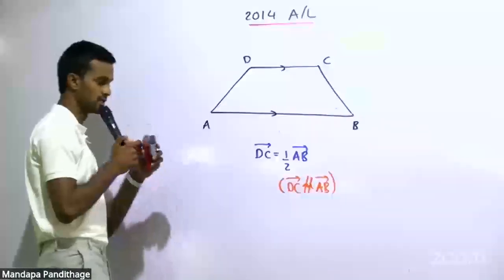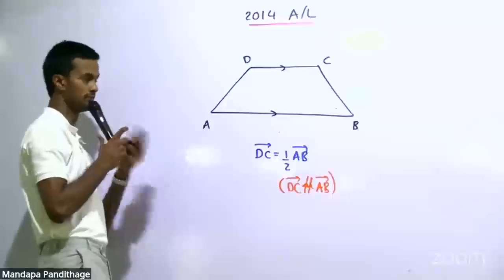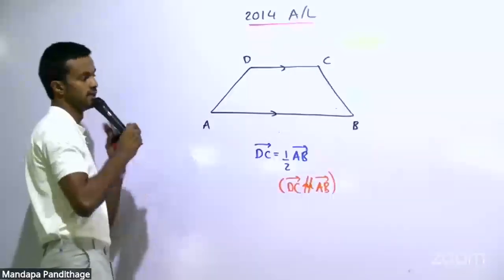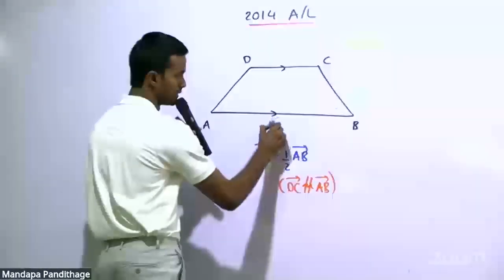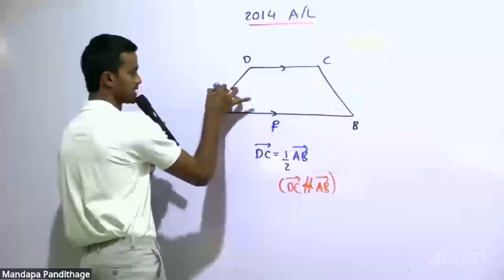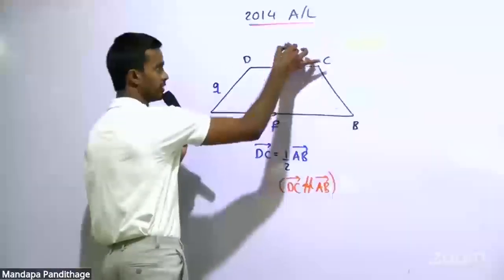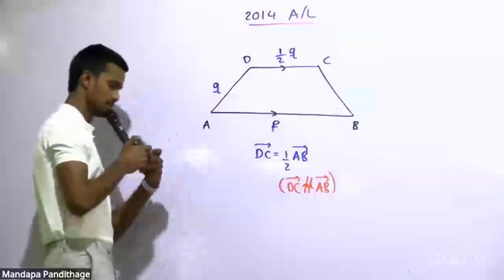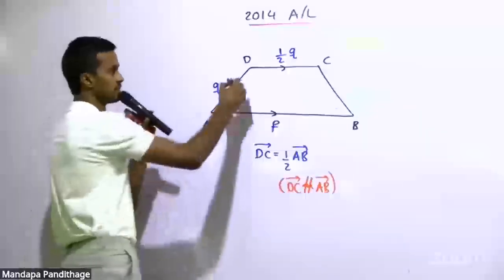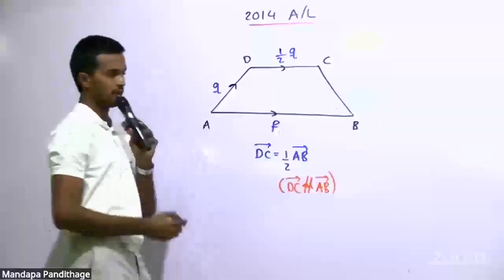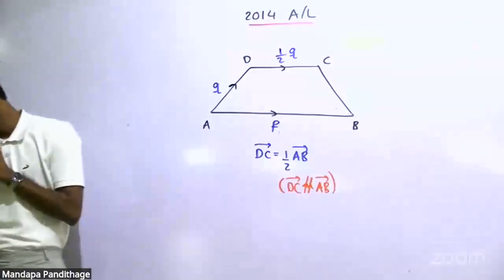So that is the reason I have named the figure in this way. They have given this vector as P and this vector as Q, AD. And then I know this becomes half Q, this becomes half Q, this becomes half Q. And now mark the data.